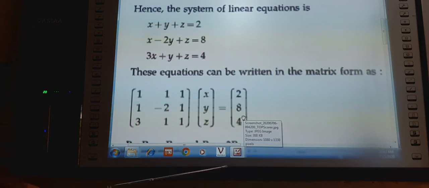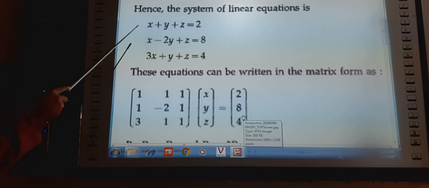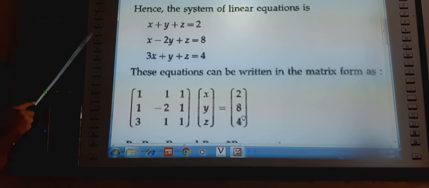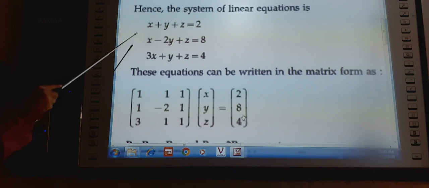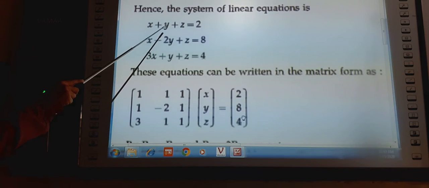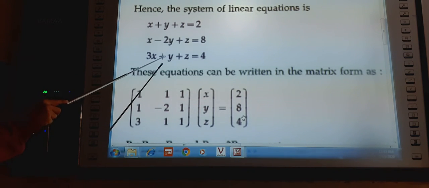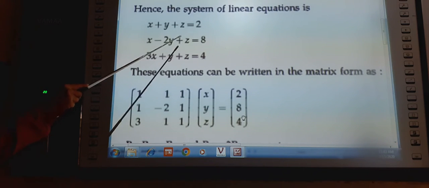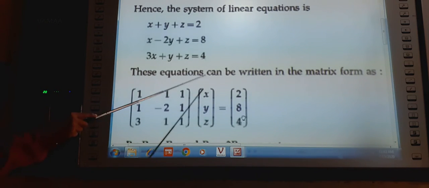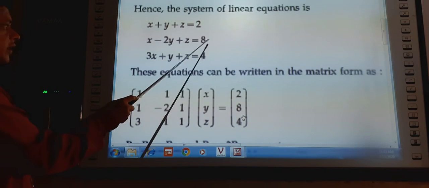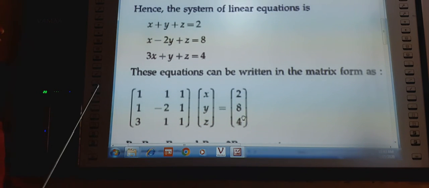So for the matrix form, write the coefficient matrix. Coefficients of x are 1, 1, 1. Sorry, here 3. So we write in the first column 1, 1, 3. Coefficients of y are 1, -2, 1. So we write 1, -2, 1. Coefficients of z are 1, 1, 1. Then the variable matrix, and the constants 2, 8, 4. So we write here 2, 8, 4.